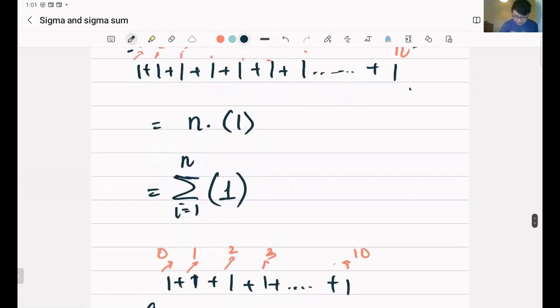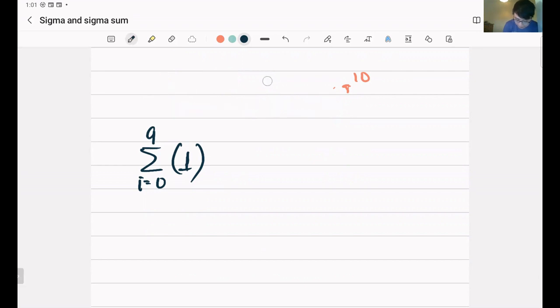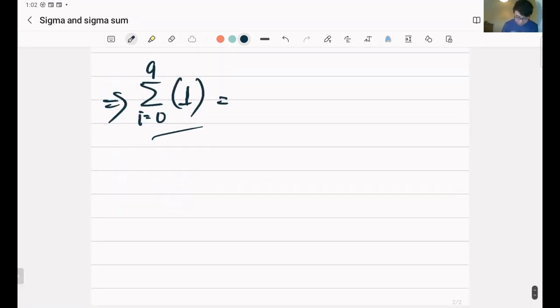My question is a challenge. Not looking at the other one, but looking at this sigma sum, how can I rewrite it in the form of multiplication? Here's the problem. Previously, if I looked at all the number ones added together, I could say it's 10 times 1. But looking at this one, how can I write it in terms of multiplication? The answer is following this formula.